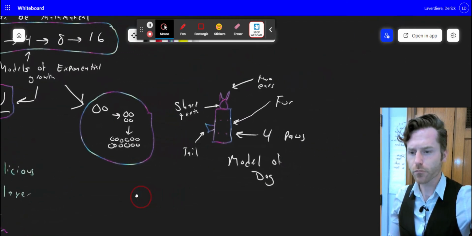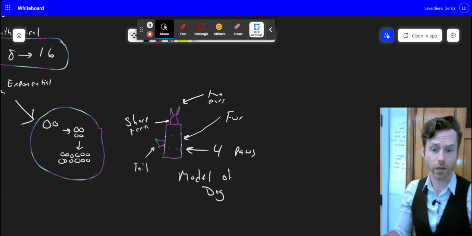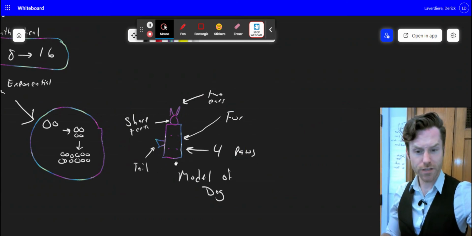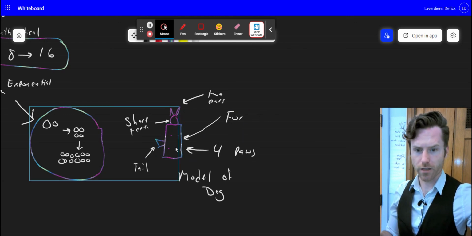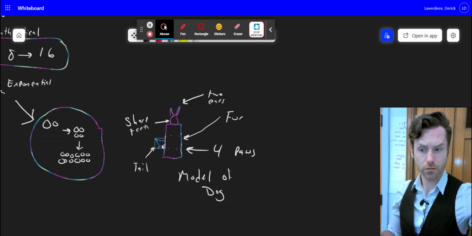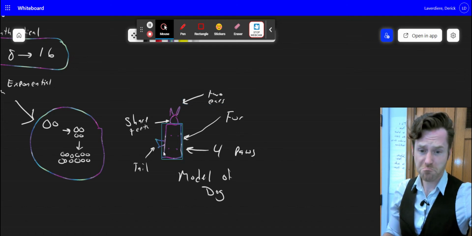Perfectly good. Over here, this rectangle is a model of a dog. Beautiful model of a dog. It has all the dog properties that dogs have. There's fur. I've labeled it as fur. There's 4 paws because dogs, when not missing or gaining extra paws, have 4 paws. It has a tail, sharp teeth because they're carnivorous, and they got 2 ears. And so that's a model of a dog.